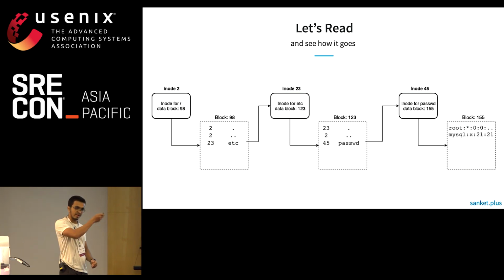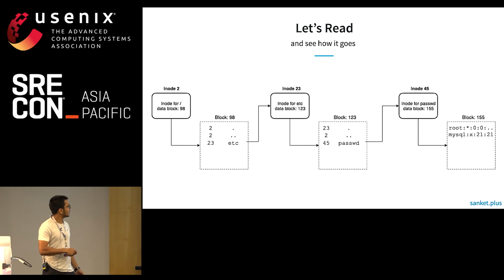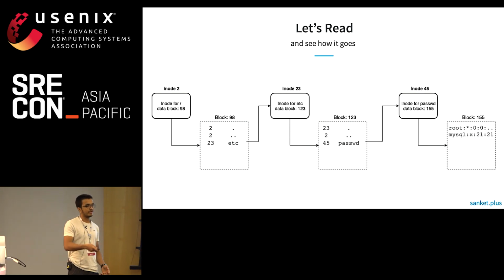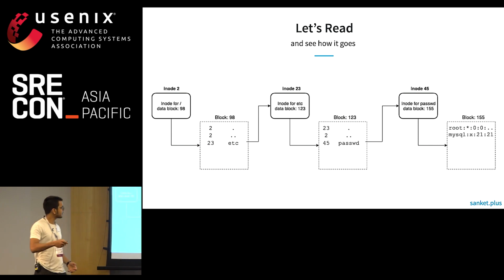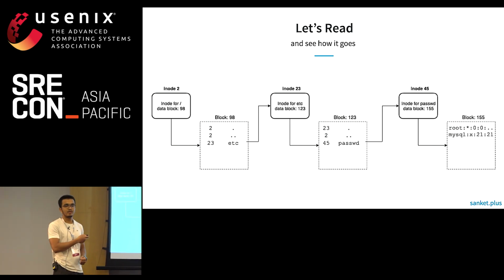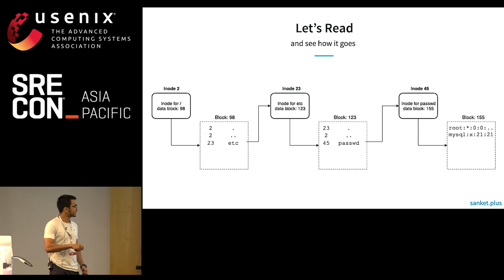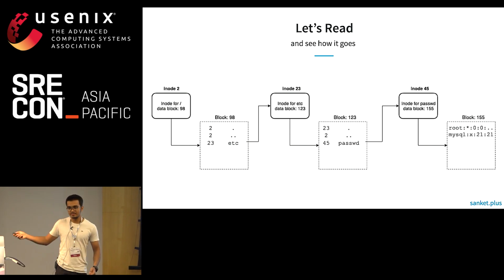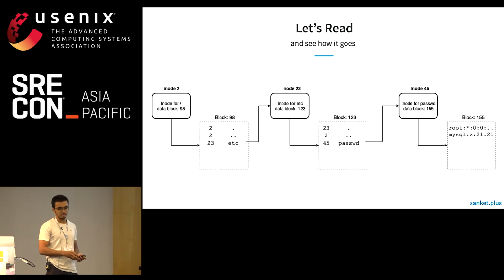Again, you'll go back to the inode table and fetch inode 23. Inode 23 is for directory etc, so if you list out the contents, they should be the contents of directory etc. What you're looking for is password, the next component in the path. For password, you'll see that the inode is 45. You go back to the inode table, fetch inode 45, and see what data block is associated. In this case, it was 155. Finally, when you go to the data block section and fetch data block 155, there you go, you have your file's content. So this is how a read would look like.